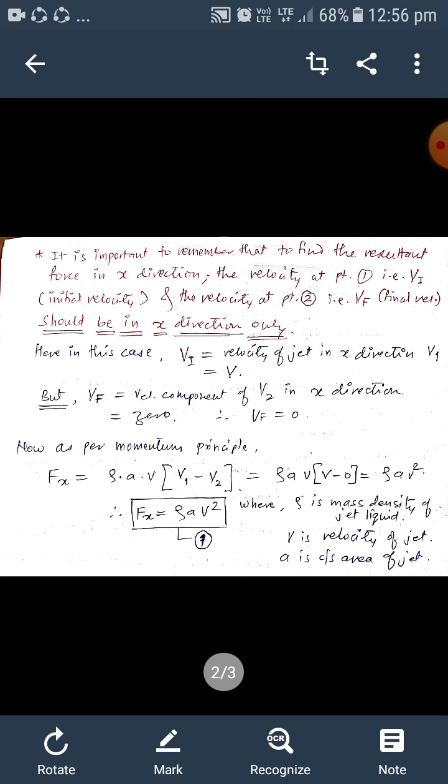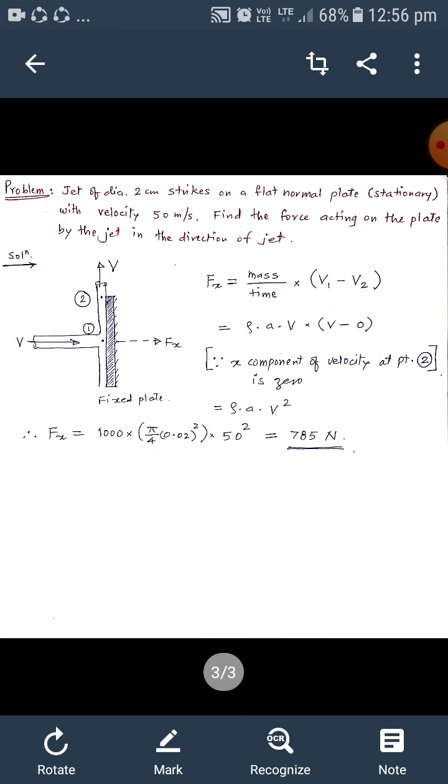Now we go for the actual problem solution. See, the problem is: a jet of diameter 2 cm strikes on a flat normal plate which is stationary with velocity 50 meter per second. Find the force acting on the plate by the jet in the direction of jet. Now first we shall draw a sketch.